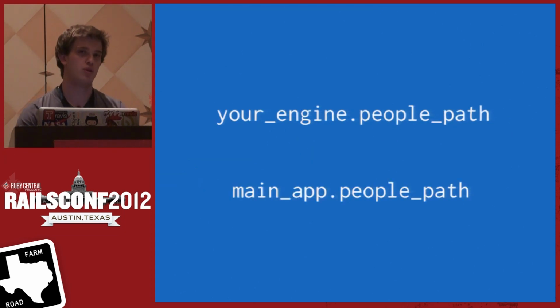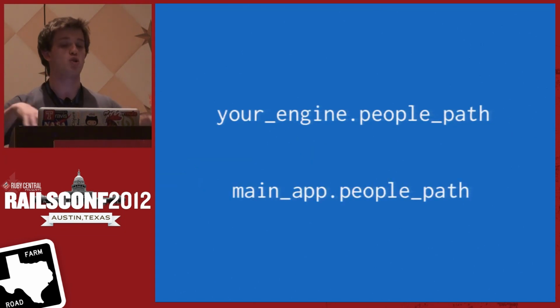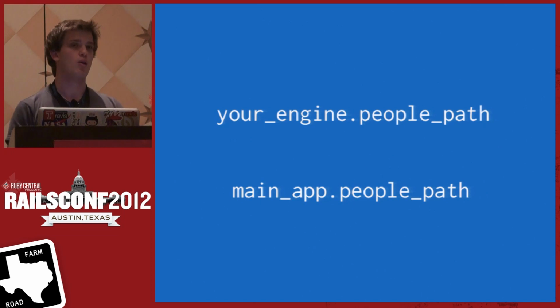So inside your application or your engine, you can call the engine name .people_path, and that will go to the people path inside the engine. Or you can call main_app.people_path to always go to the people path inside the application.